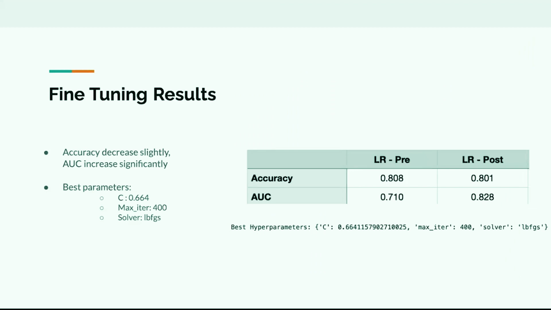So after we have fine-tuned our model and selected the best hyperparameters, we are given a new accuracy score and a new AUC score. As you can see, when compared, the accuracy score drops just a little bit, but our AUC score increases significantly. Here we found out that our best hyperparameters are a C score of 0.664, max iterations of 400, and our solver is LBFGS.